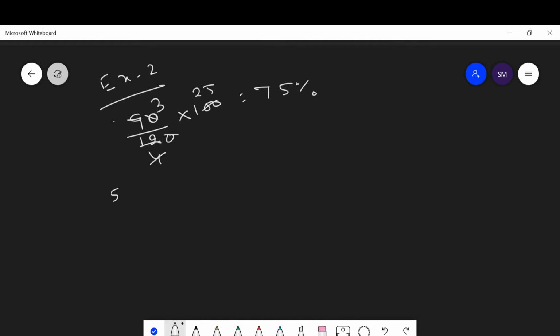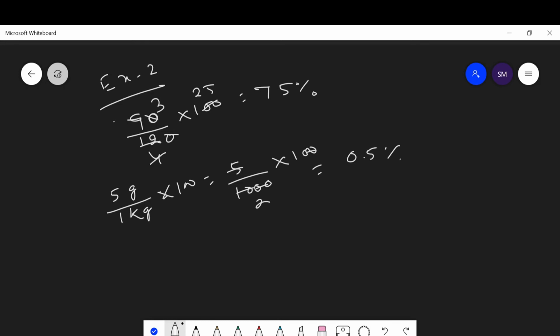Then another question is given, what percent of 1 kg is 5 gram? Out of 1 kg you have taken 5 gram. This means 5 gram upon 1 kg into 100. Converting 1 kg into gram, this is 5 upon 1000 gram into 100. Then the zeros cancel. Then this is equal to 1 upon 2, which is equal to 0.5 percentage.